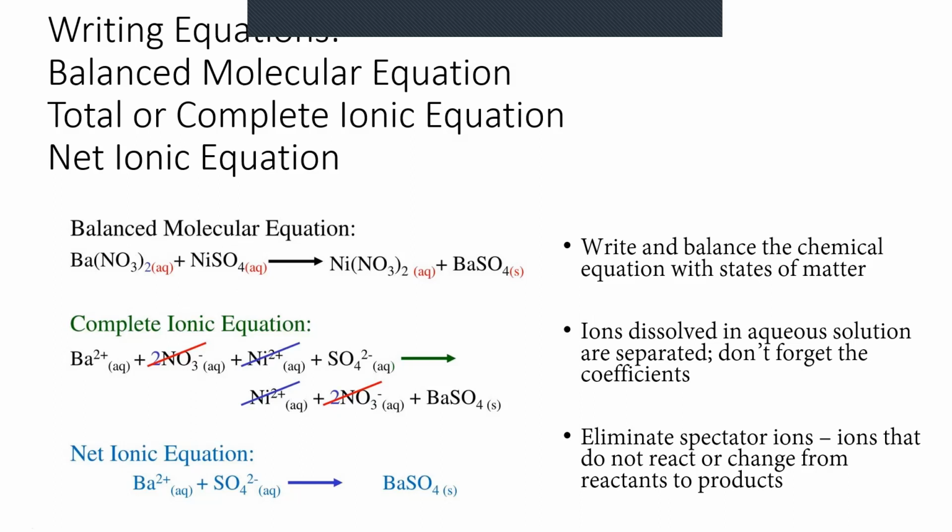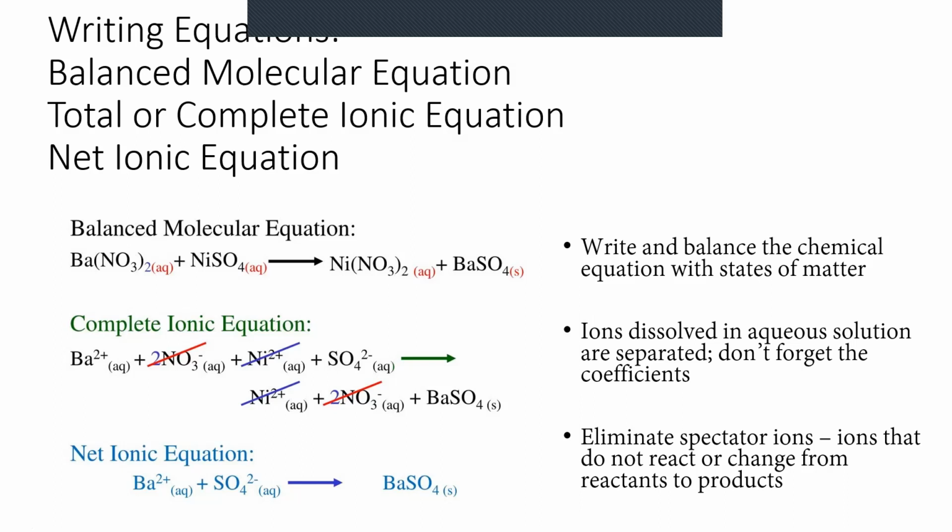Then we can convert the complete or total ionic equation into the net ionic equation. In the net ionic equation, we eliminate spectator ions. Spectator ions are ions that do not react. Essentially, they exist on both the reactants and the product side unchanged. Because they did not change, we say they spectate or watch the ions that do change. And so anything that remains unchanged on the reactants and product side can be canceled out.